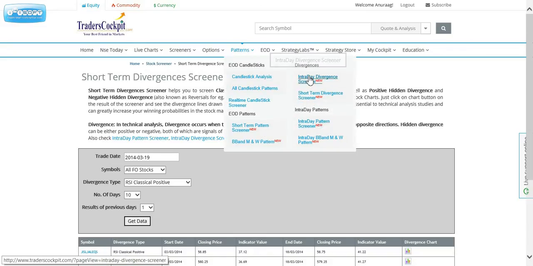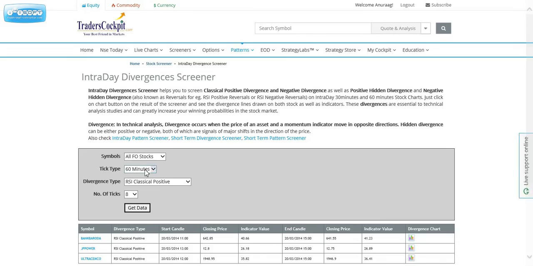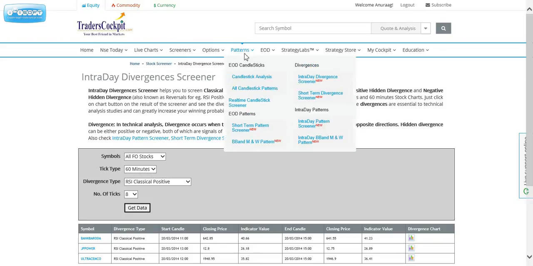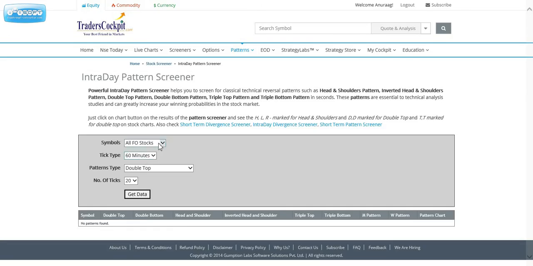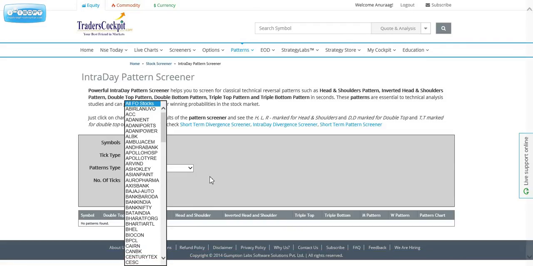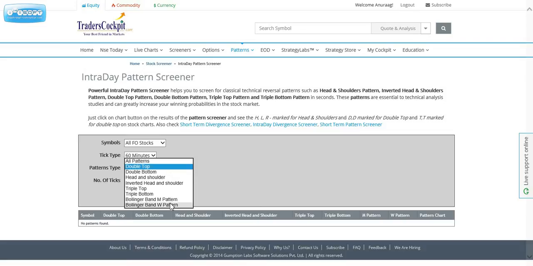So if you click on the intraday divergence screener, you will have options to screen in two different time frames. The first time frame is 60 minutes and the second is 30 minutes, and again you have all these indicators available to screen for all these powerful divergences. Same thing you can again do for different divergences on different patterns on intraday as well. So if you click on this, again on the same similar F&O stocks, you can screen out for all these powerful patterns. As you can see, you have all the stocks, and again you have all the powerful patterns. Again you can screen for different time frames of intraday.